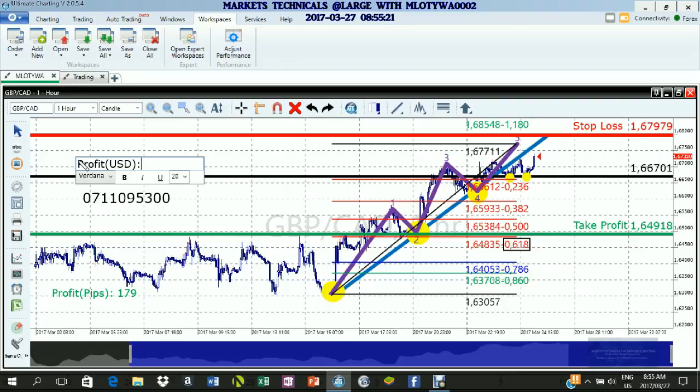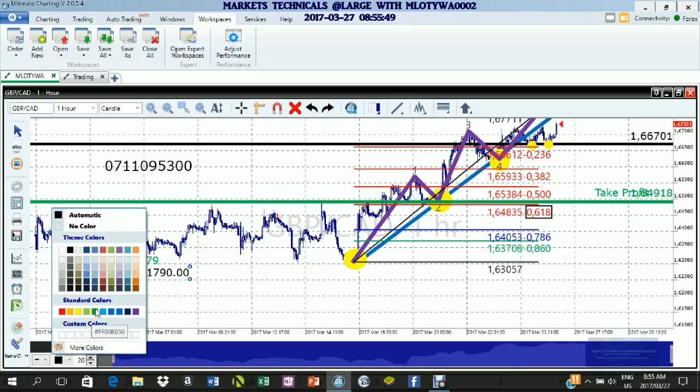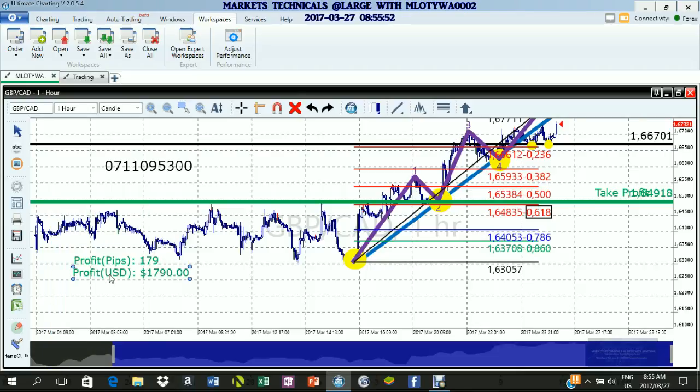So that will be $1,790 on standard lot. On standard lot, meaning that you are able to trade 100,000 units. That is standard lot, meaning that per 1 pip you get $10. So that is standard lot. Now you can also convert that into rands, if you are like me, located in South Africa.